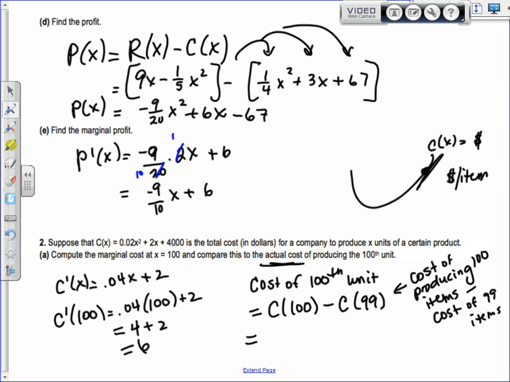All right, so the cost of producing 100 items, you go back here and you plug in. So someone put this into their table. So put y1 equal to 0.02 x squared plus 2x plus 4,000. And then in your table, I want you to put in 100 and put in 99.